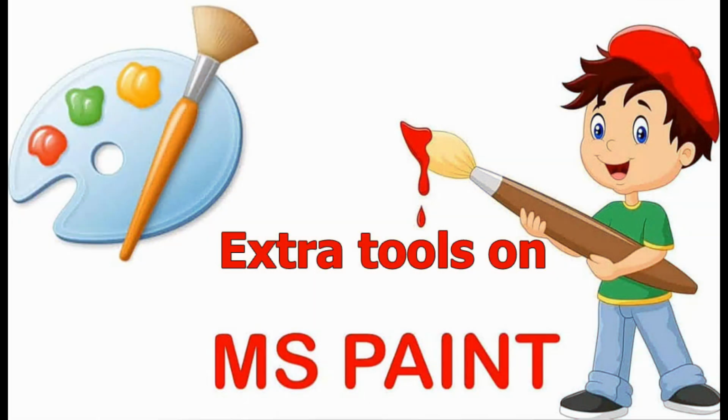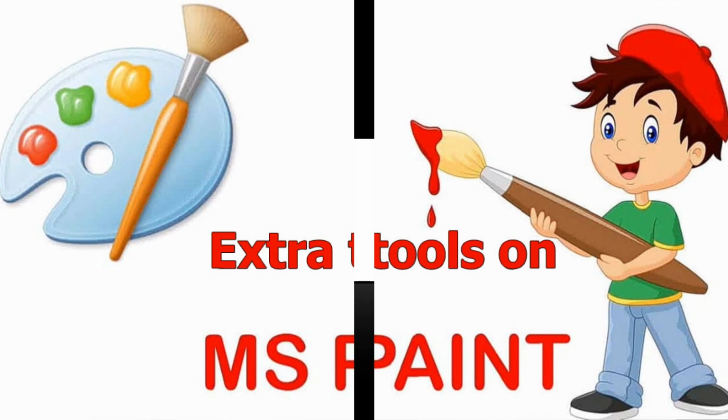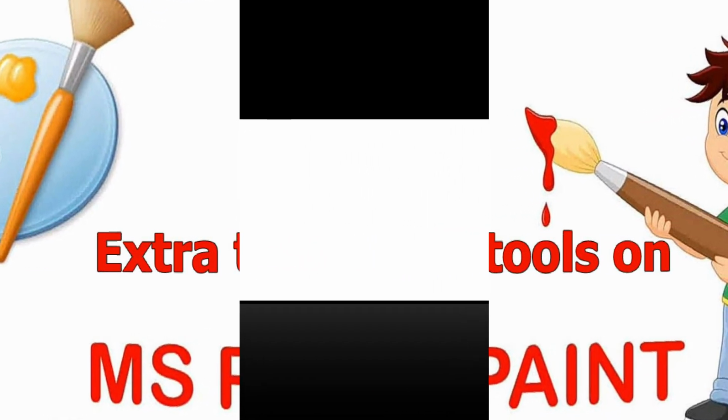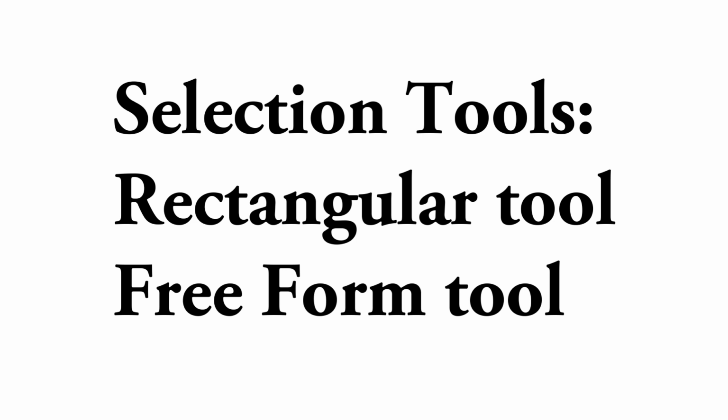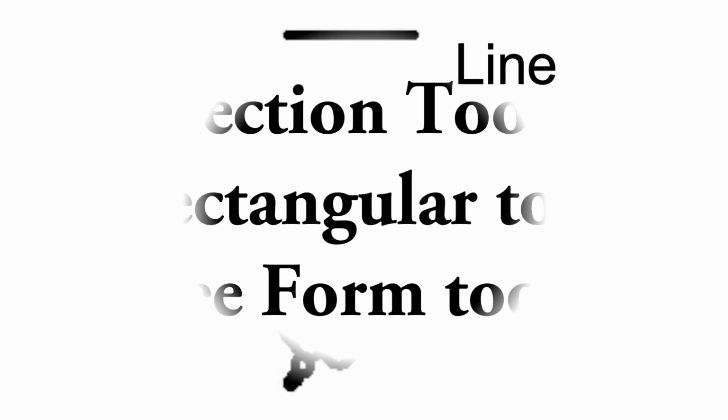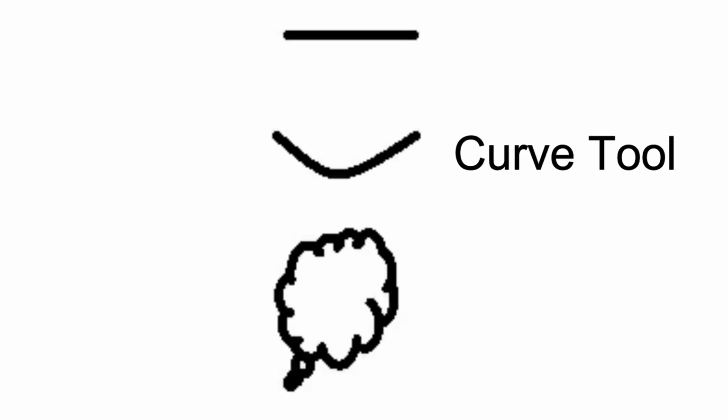Hope children, you are all clear with the concept. Now let's see the names of the tools one by one. First one, selection tool. Under selection, we have rectangular selection and freeform selection tool. Now let's see the shapes tools one by one. The first one, line tool. The next one, curve tool.